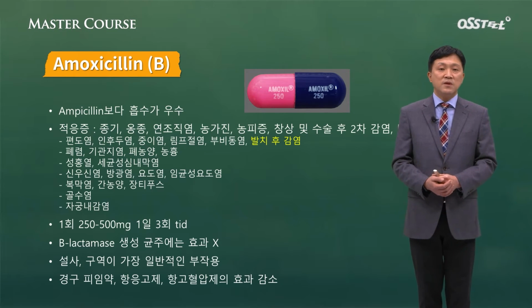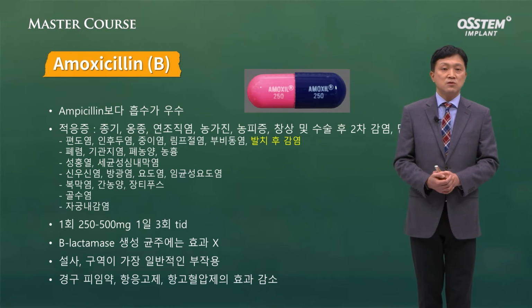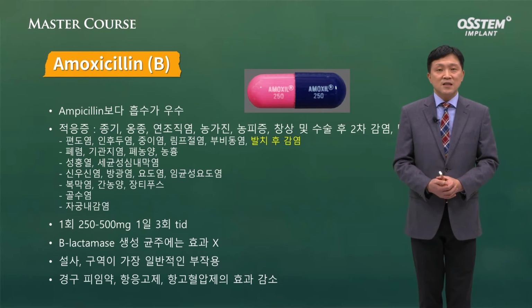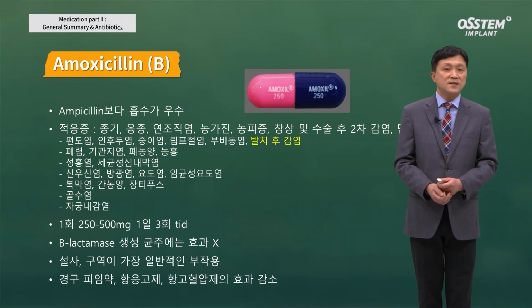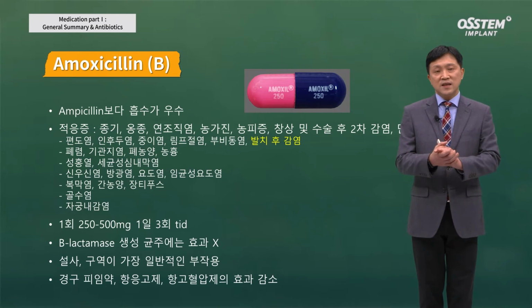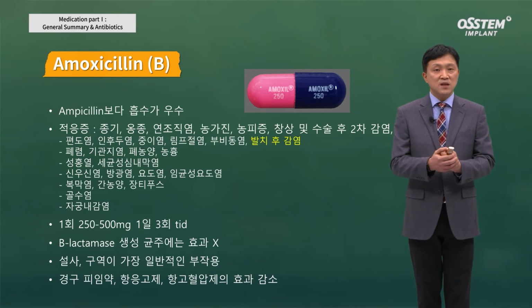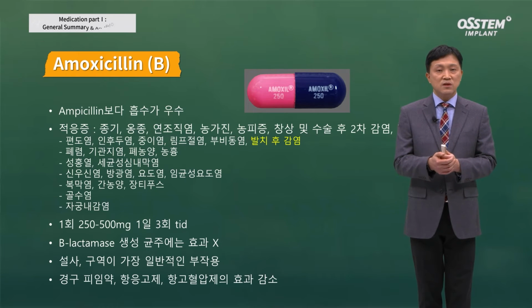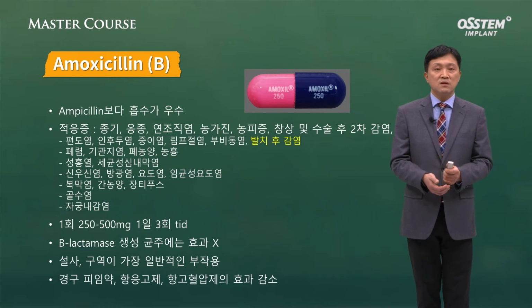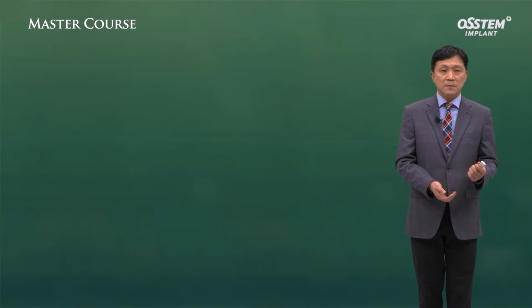The dose is 250 to 500 milligrams 3 times a day. As you know, it is not effective for beta-lactamase producing bacteria. Common side effects include diarrhea and nausea, and it reduces the effect of oral contraceptives, anticoagulants, antihypertensives. Amoxicillin is the standard antibiotic, so you need to start with it.